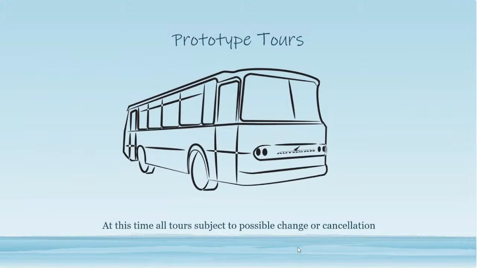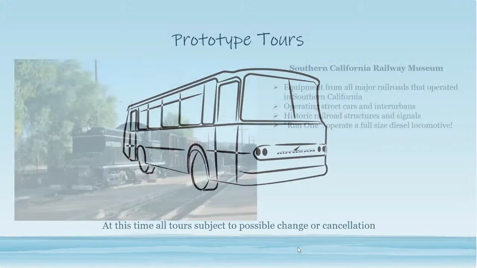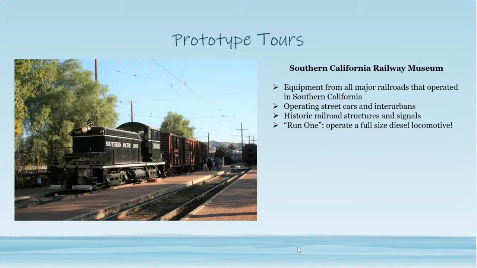So here we go. Let's look at prototype tours for a minute. This is the Southern California Railway Museum in Perris. It has a wide variety of rolling stock and locomotives. It has one of the best streetcar and interurban collections, I think, in the United States. It has some steam out there, mostly diesel though. There's a narrow gauge turntable out there that's similar to the one in Laws, California, if you're familiar with that.